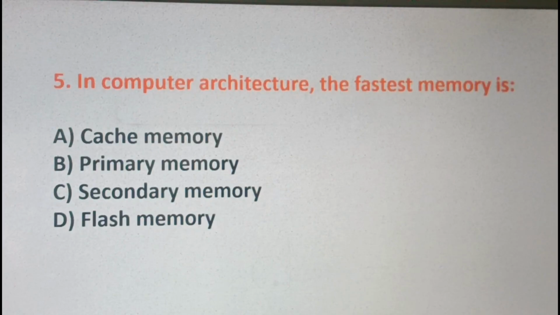The next question. In computer architecture, the fastest memory is cache memory, primary memory, secondary memory, flash memory. The correct answer is option A, cache memory.